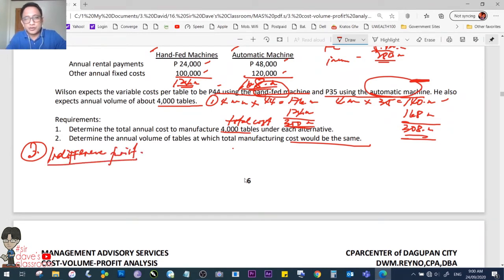Regardless of whether you choose the hand-fed machines or the automatic machine, it is at that point that the total income would be the same. That the net income under the two alternatives would be the same. So how do we do that?